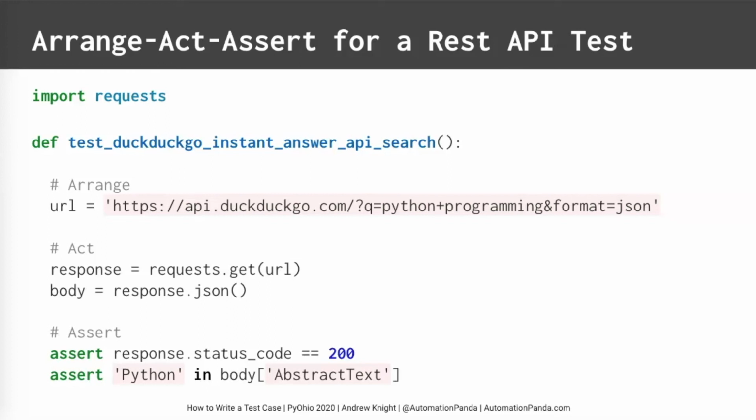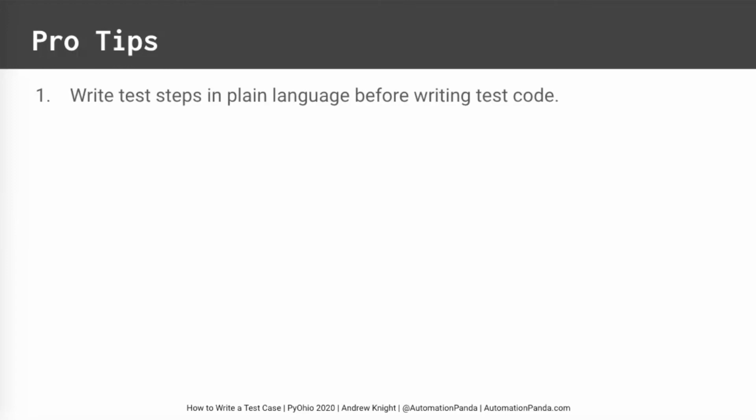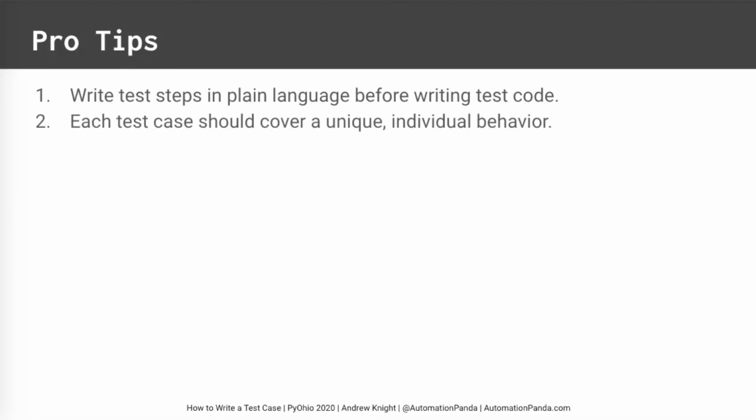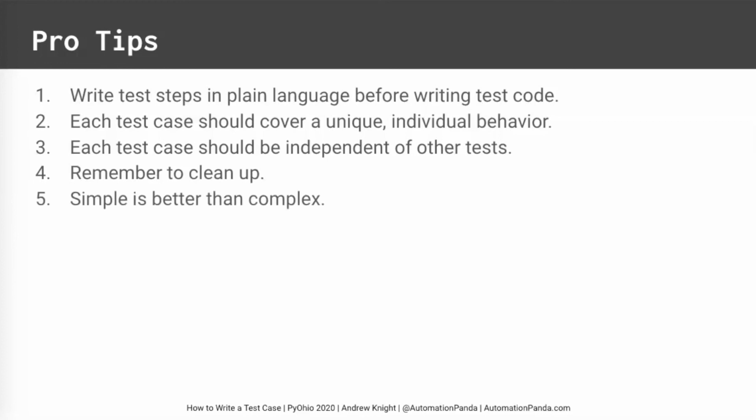We can clearly see that the arrange, act, assert pattern works for both unit tests and feature tests. I'd like to share some more pro tips for writing good tests. Write test steps in plain language before writing them in test code. Each test case should cover a unique individual behavior. Each test case should be independent of other tests. Remember to clean up after each test. And finally, remember that simple is better than complex.